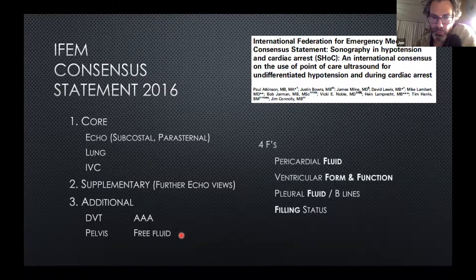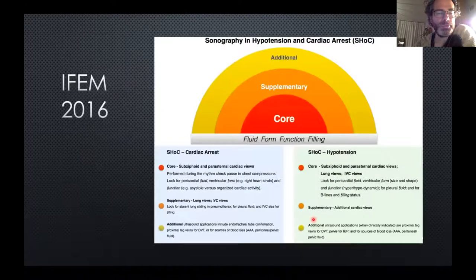And they also talk about the four Fs, which are pericardial fluid, ventricular form and function, pleural fluid or B-lines, and filling status. And they have a beautiful little infographic here where they have the core as the red inner core, and then supplementary views, and then additional views. And yeah, I think this is how I really think about it. I quite like using the HIMAP mnemonic because it just gives you an easy to remember structure. But I actually use it more like this in practice with core views, look at the heart, IVC, and the lungs, and then you're adding in different views depending on what I find in those initial views.